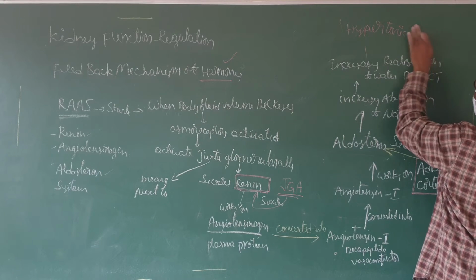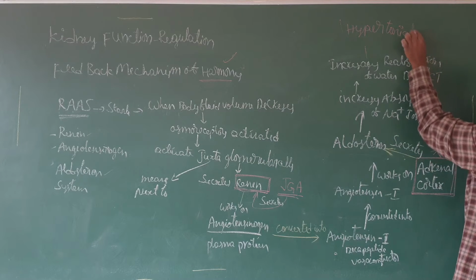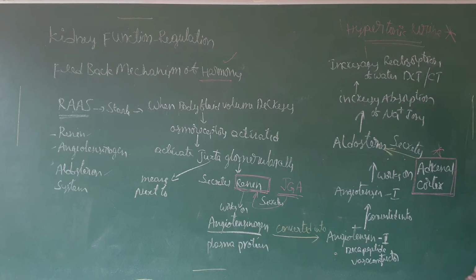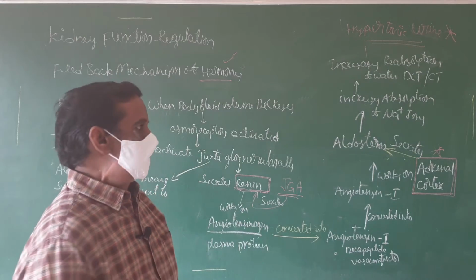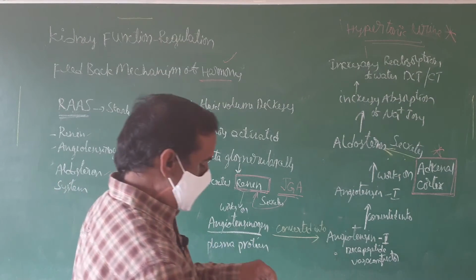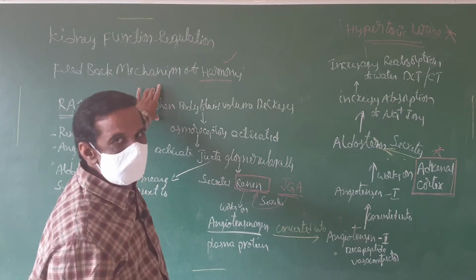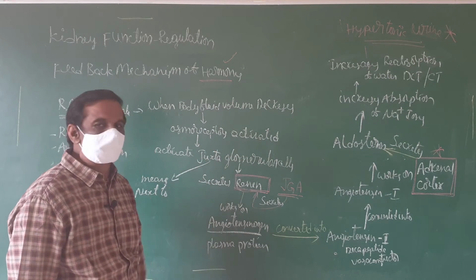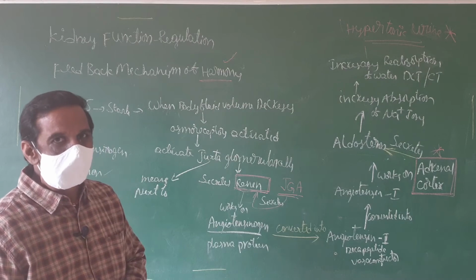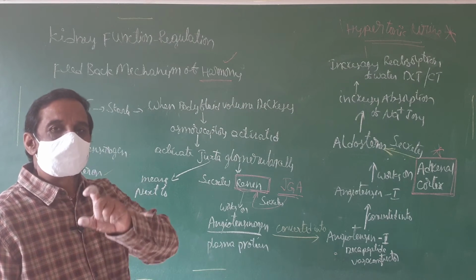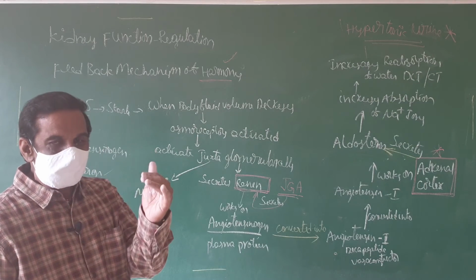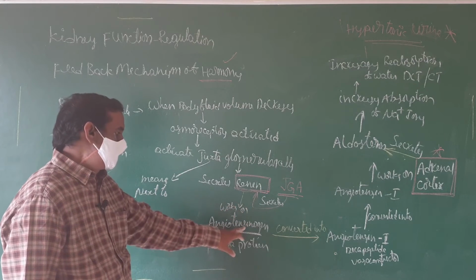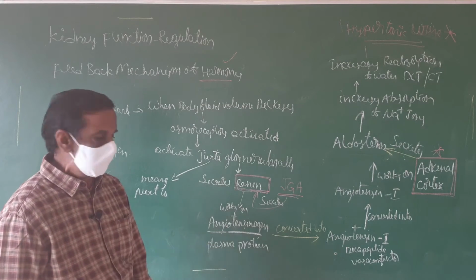Here, finally what type of urine is excreted? Hypertonic urine. This is the RAS mechanism. Once again we can discuss point by point. First, when body fluid volume decreases, osmoreceptors are activated. When these osmoreceptors are activated, they activate the juxtaglomerular cells, part of the JGA. Juxtaglomerular cells are part of the juxtaglomerular apparatus. Juxtaglomerular cells secrete renin. This renin works on angiotensinogen. What is angiotensinogen? It is a plasma protein.